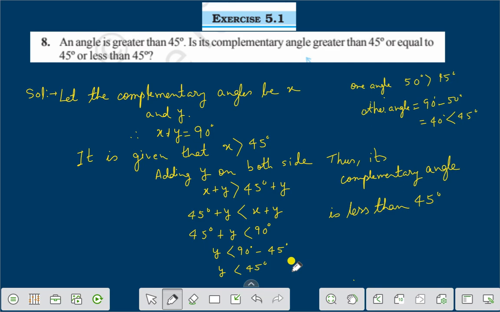Right? Let us repeat once again. Let the complementary angles be x and y. Since this is a complementary angle, the sum of the angles should be 90 degrees. Therefore, x plus y is equal to 90 degrees. It is given that x is greater than 45 degrees. Right? Adding y on both sides, we get x plus y is greater than 45 degrees plus y. Or you can say that 45 degrees plus y is less than x plus y, which is 90 degrees. Or y is less than 90 minus 45, or y is less than 45 degrees. Therefore, you can say that its complementary angle is less than 45 degrees.